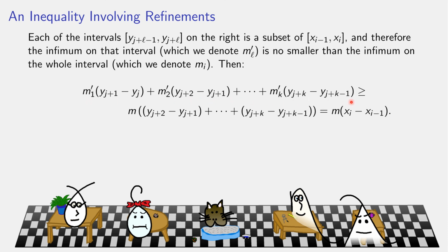And what do we have now? That this sum, the lower sum of the refinement, but only on the pieces that make up the big interval x_{i-1} to x_i, is bigger than or equal to the one piece of the lower sum that we would have gotten here.